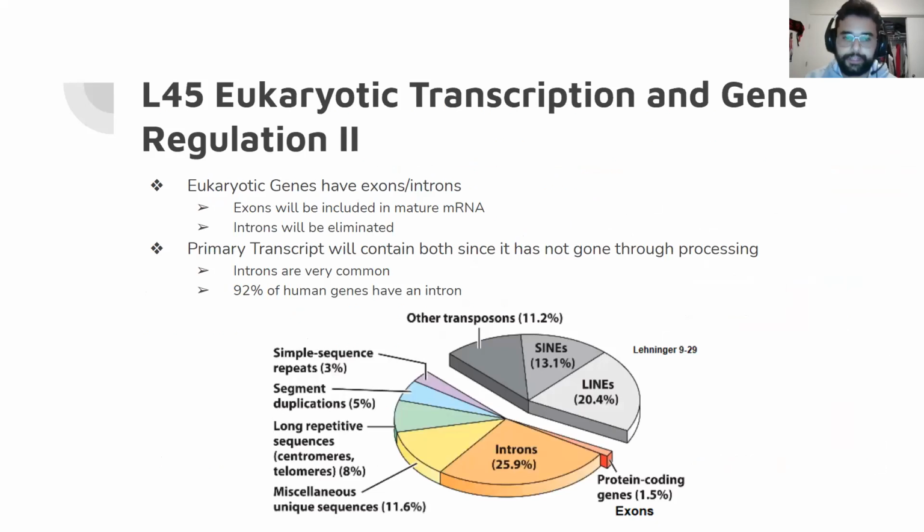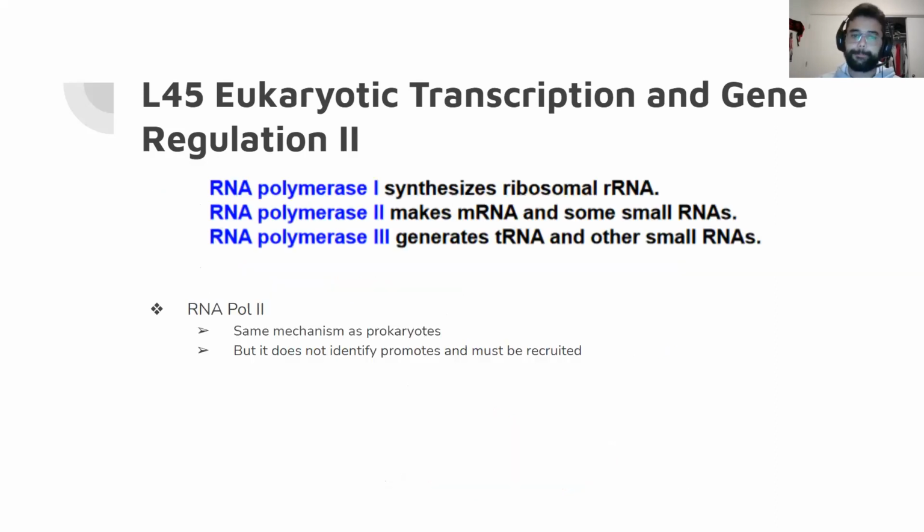For lecture 45, we're talking a little bit more in detail about eukaryotic transcription. Each of our eukaryotic genes has both exons and introns. Our exons are the ones that are going to be included in our mature mRNA, and our introns will be eliminated. Primary transcripts will contain both, but then they have to go through processing where we remove a lot of our introns. There are 3 very specific RNA polymerases for eukaryotic DNA.